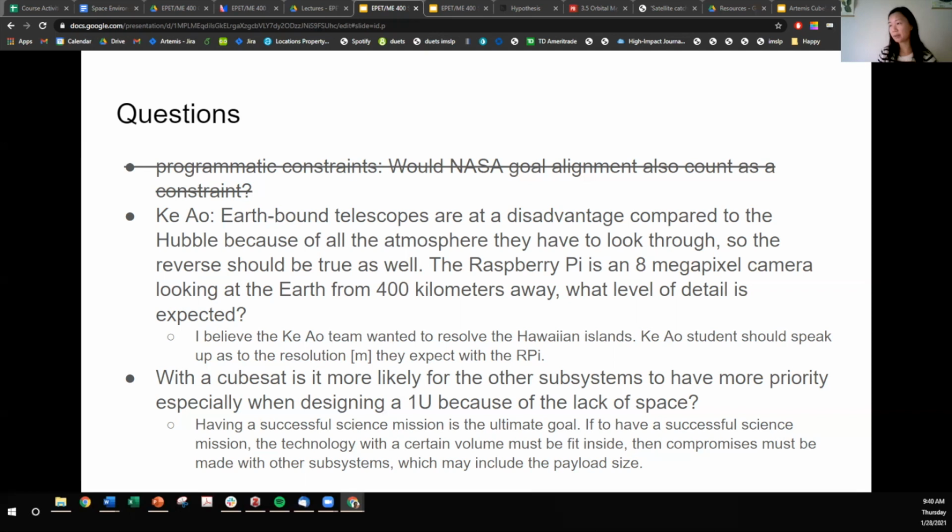And the last question is, with a CubeSat, is it more likely for the other subsystems to have more priority? And my answer is more open. So having a successful science mission is the ultimate goal. If it's required that the technology occupies a certain volume and that compromises with other systems like the payload, then that could be true.